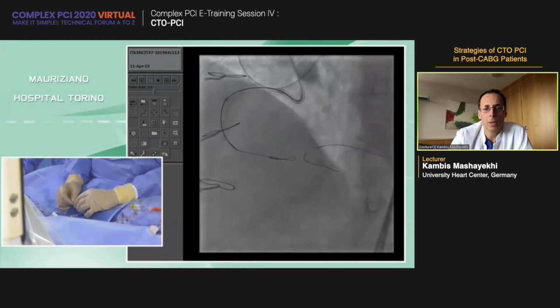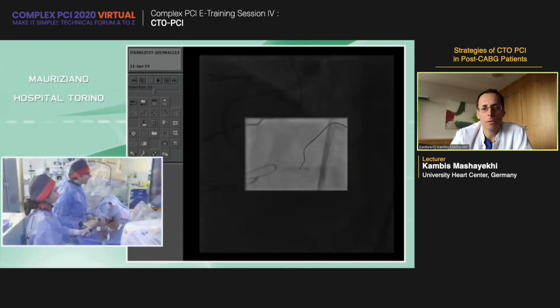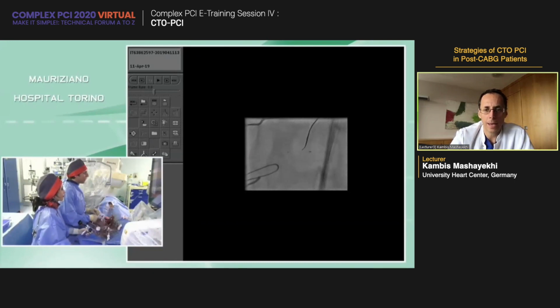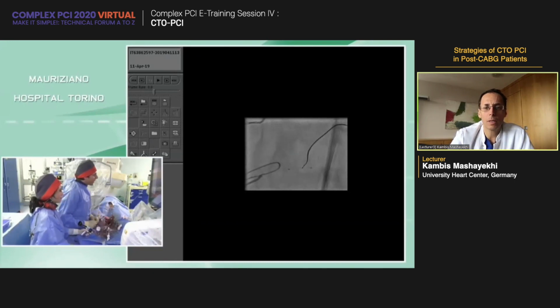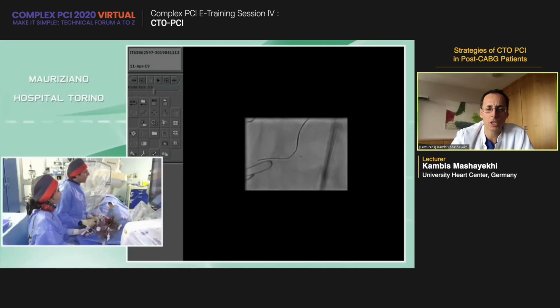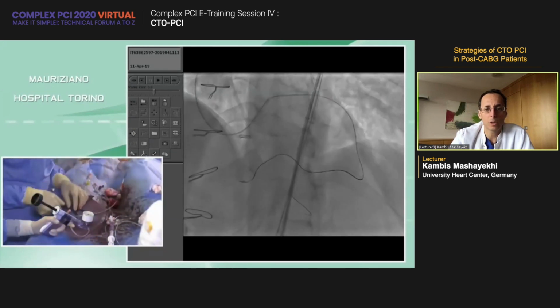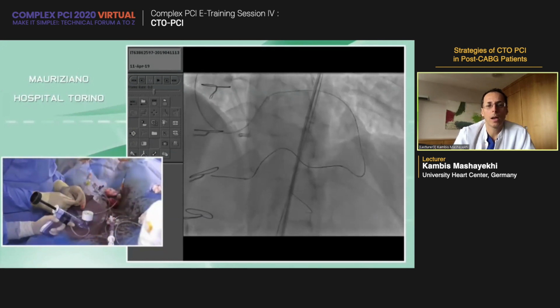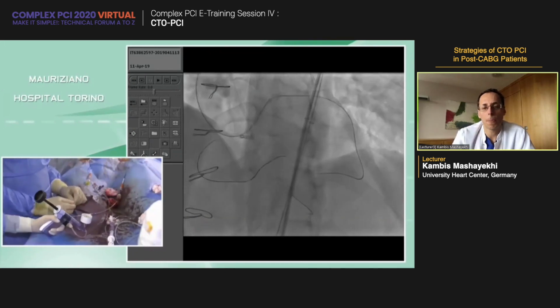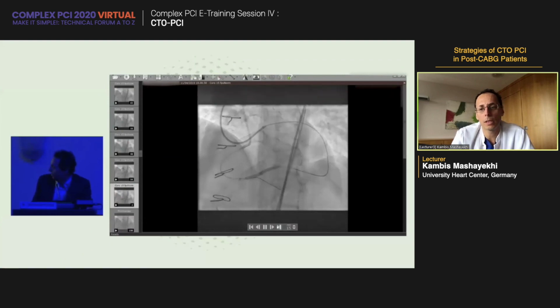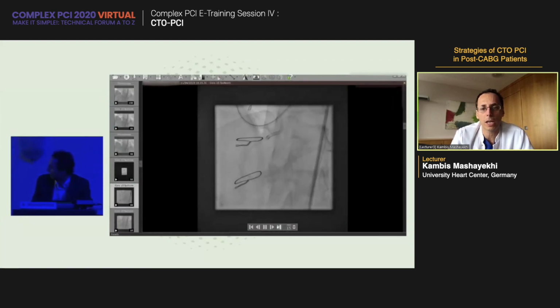And here the antegrade cap was prepared. In front of the antegrade cap, a knuckle was done to get access to the distal landing, to the distal cap. And then with a CP12, I did a reverse CART here, and was able to puncture inside the distal RCA, and then the Guideliner was placed, and finally I could open the posterolateral branch. But the posterolateral branch is only half of the CTO here because the bifurcation was occluded.